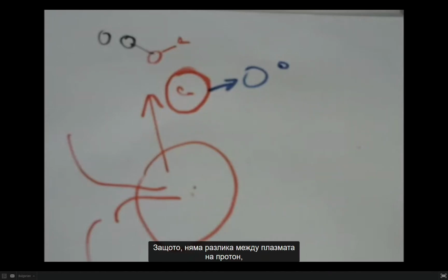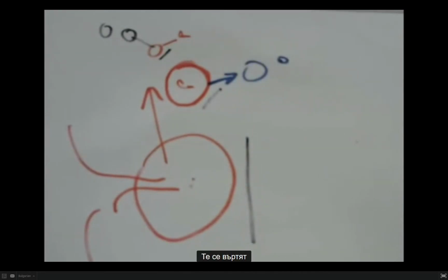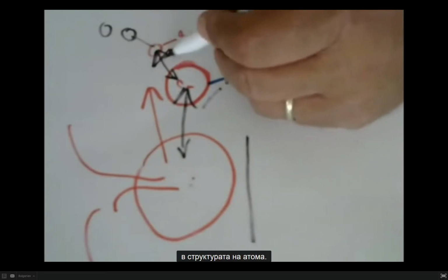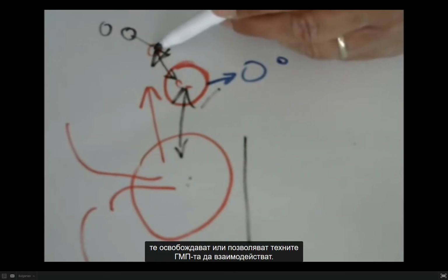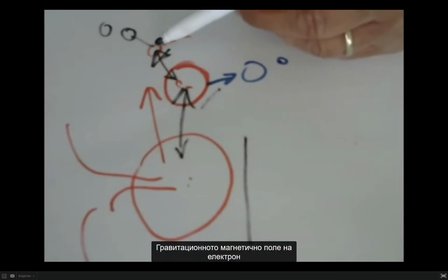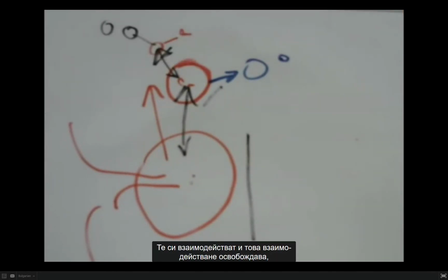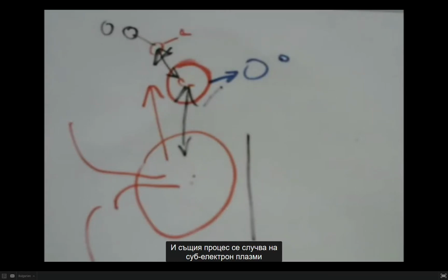Because there is no difference between the plasma of a proton, a plasma of a neutron, and plasma of an electron. They rotate and they create condition in respect to the other protons and neutrons and electrons in the structure of the atom. To be able to create that positioning, they release or they allow their gravitational magnetic fields to interact. The gravitational magnetic field of the electron and gravitational magnetic field of the proton is exactly like Earth and the Sun. They interact, and this interaction releases, needs energy, and creates that they have a position in respect to each other. And the same process goes to sub-electron plasmas and sub-proton plasmas.